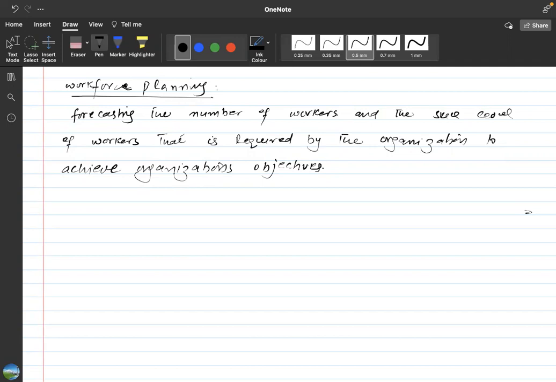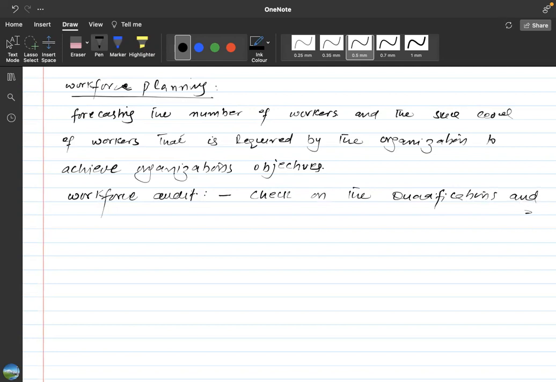For this purpose, sometimes they do a workforce audit. What is this workforce audit? Workforce audit is the check on the skills and qualifications of existing employees. This is necessary so that business can plan the future skills and future number of workforce accordingly.